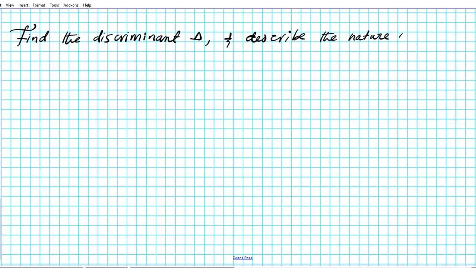Let's write down the instructions for the three examples we're going to be doing. We're to find the discriminant, delta, and describe the nature of the roots with justification. Alright, let's take a look at the first example.